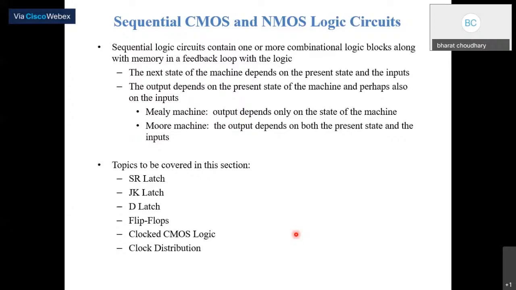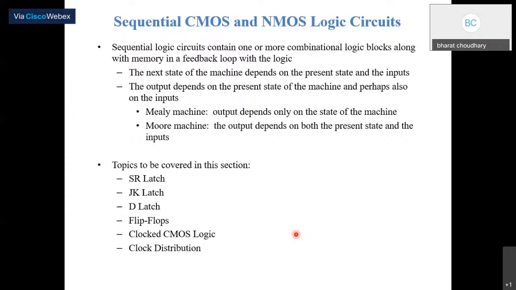The next state of the machine depends on the present state and the inputs. So how this memory plays an important role in these circuits, and the output depends on the present state of the machine and perhaps also on the inputs. There are basically two types of machines. One is the Mealy and the second is the Moore machine. In the Mealy machine, the output depends on the state of the machine, whereas in the Moore machine, the output depends on both the present state and the input.